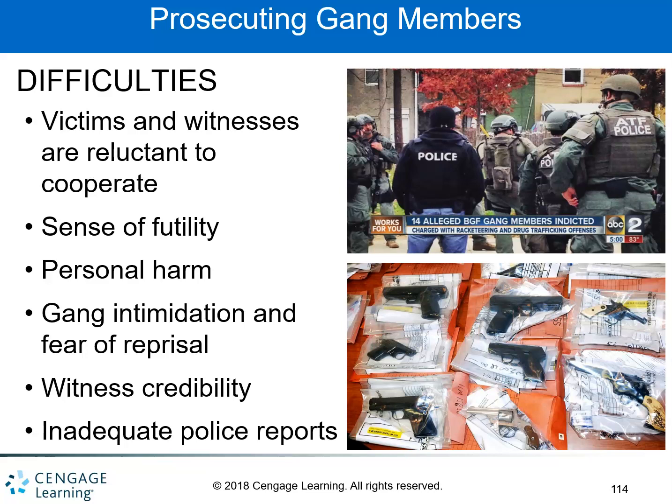The second one could be that a lot of people think it's futile to cooperate because the offenders are just going to get out, or you're not going to keep them in jail or whatever. Some fear personal harm or gang intimidation and fear of reprisal, meaning the gang's going to come back after them. The other thing when it comes to prosecuting gang members is a lot of times you have a gang on gang crime, so the witnesses are not that credible because they're gang members themselves. So that makes it difficult.